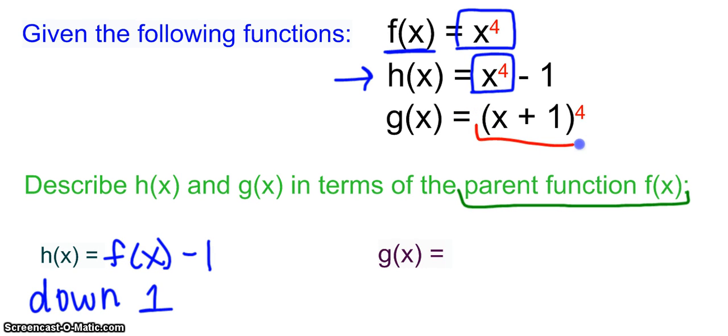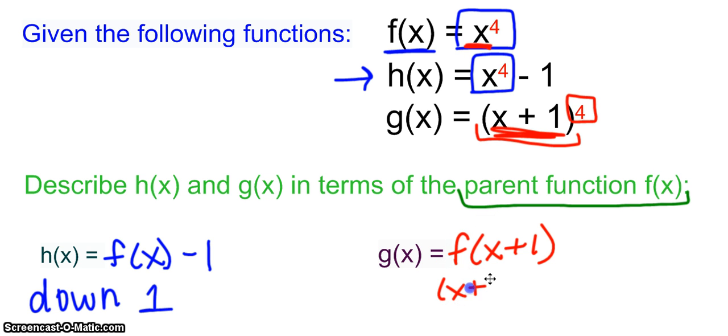I'm taking x plus 1, and then I'm applying the function. So this is happening inside before we ever apply that fourth power, which means I'm taking x for what it was, and I now want to see x plus 1. So I'm going to take f of x plus 1. Thinking about what we know how to apply function notation, that would be the same thing as taking x plus 1 and raising it to the fourth power, which is what g of x is.